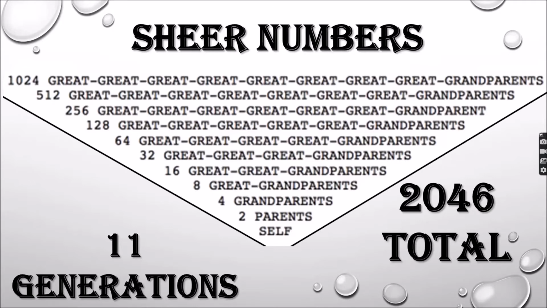Plus, the numbers that you're going to get as you start doing your research are going to be totally unmanageable. This is how many people you would have in your family tree if you went back 11 generations and nobody had a brother or a sister and everybody only had one offspring. You would already have 2,046 people in your family tree. So it's a way bigger number than you can easily manage.